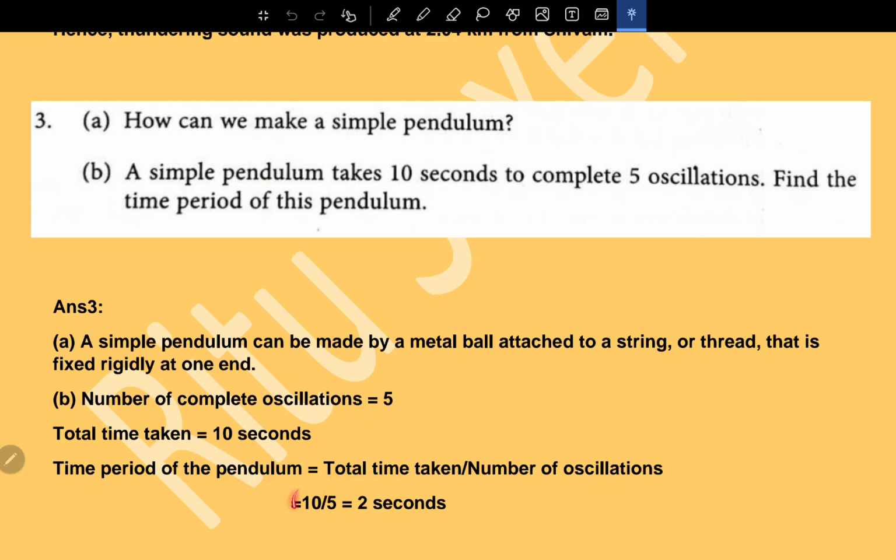So total time taken is 10 seconds. We should write here, it should be 10 seconds, and how many oscillations? Number of oscillations, 5 oscillations. 5 oscillations equal to, this is 2 seconds per oscillation, right? We can say the time period of this pendulum is 2 seconds.